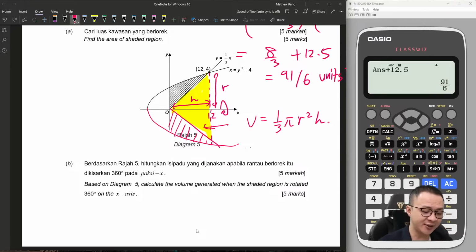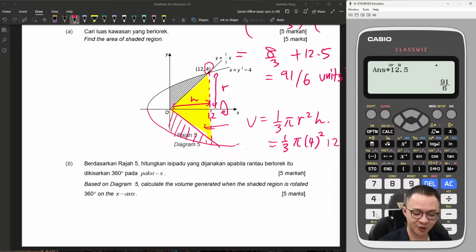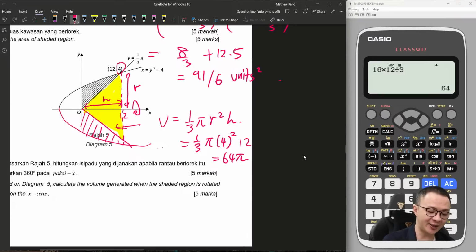The radius is basically the y value, which is 4. The height is basically 12, from 0 to 12 is 12. Then we just do 16 times 12 divided by 3, which is 64 pi. This 64 pi is the volume of the cone. Remember, this is the volume of the cone.